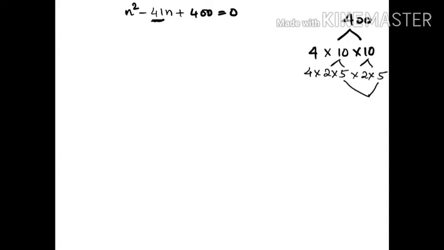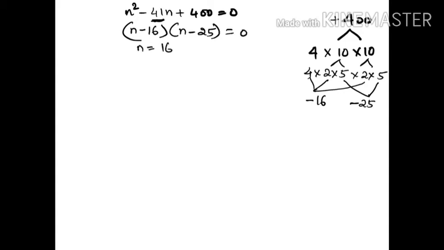So if we group 5 and 5, we get 25. Multiplying 4 into 2 into 2, we get 16. Adding 16 and 25, we get 41. To get minus 41, both numbers should be negative. And the product of these two negative numbers will be plus 400. So the factors are n minus 16 into n minus 25. So n is equal to 16, n is equal to 25.